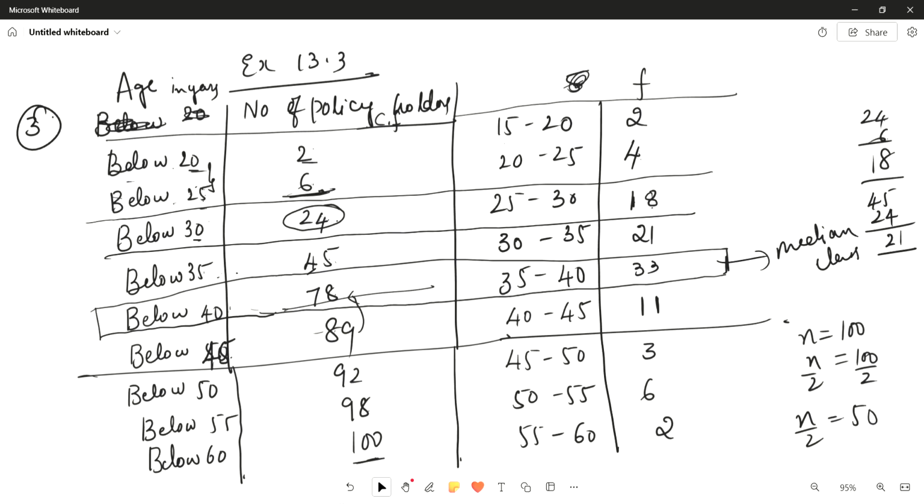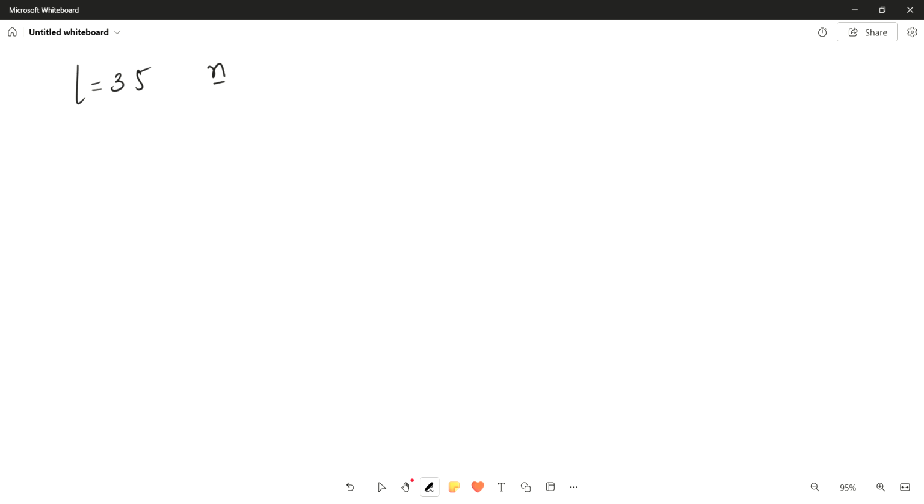What is L, n by 2, CF, everything. So L will be 35. n by 2 we know 50. CF will be the one earlier than 78, that is 45. And frequency of that is 33. F is 33. Then substitute in the formula. We have L is equal to 35, n by 2 is 50, CF 45, F is 33. H is 5, I think.